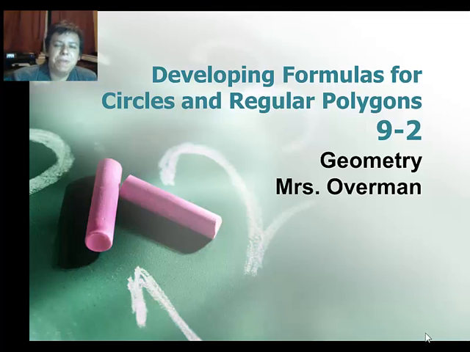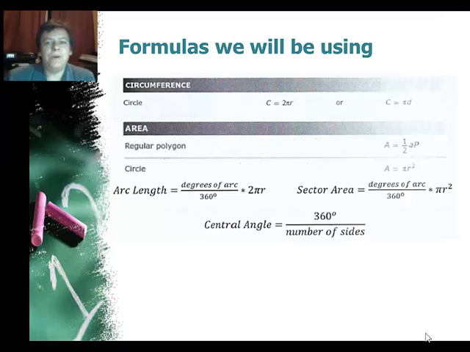Now we're going to start applying these formulas and filling out your notes. So first of all, the formulas we will be using are the circumference, which is C equals 2 pi r, or C equals pi times the diameter. We'll also be using the area formula for a regular polygon. Area is 1/2 the apothem times the perimeter. The circle area is pi r squared.